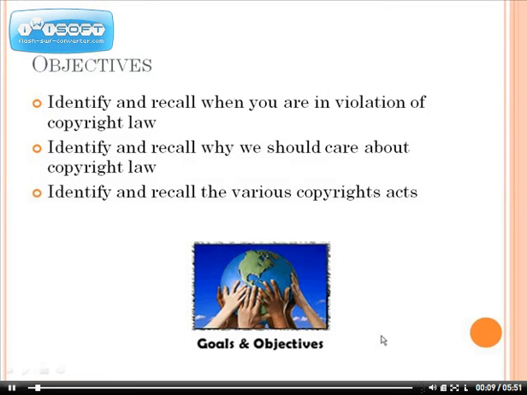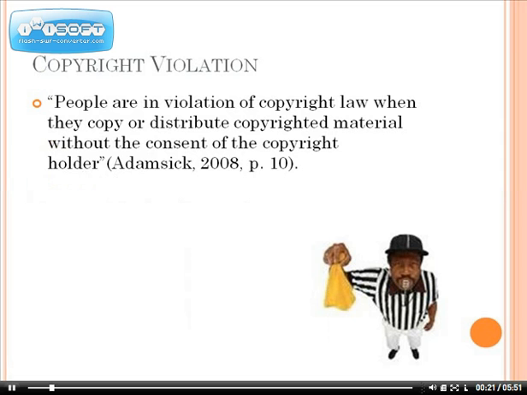Our objectives today are to identify and recall when you are in violation of copyright law, identify and recall why we should care about copyright law, and identify and recall the various copyright acts. People are in violation of copyright law when they copy or distribute copyrighted material without the consent of the copyright holder.